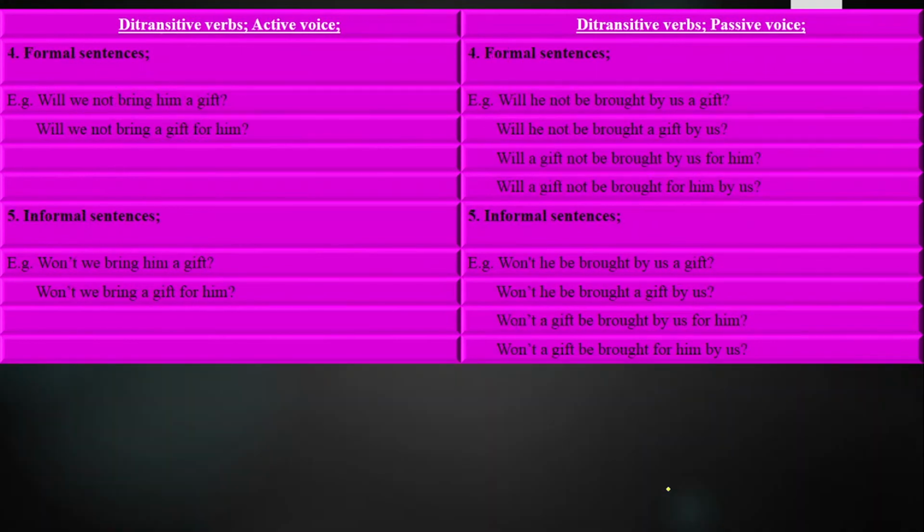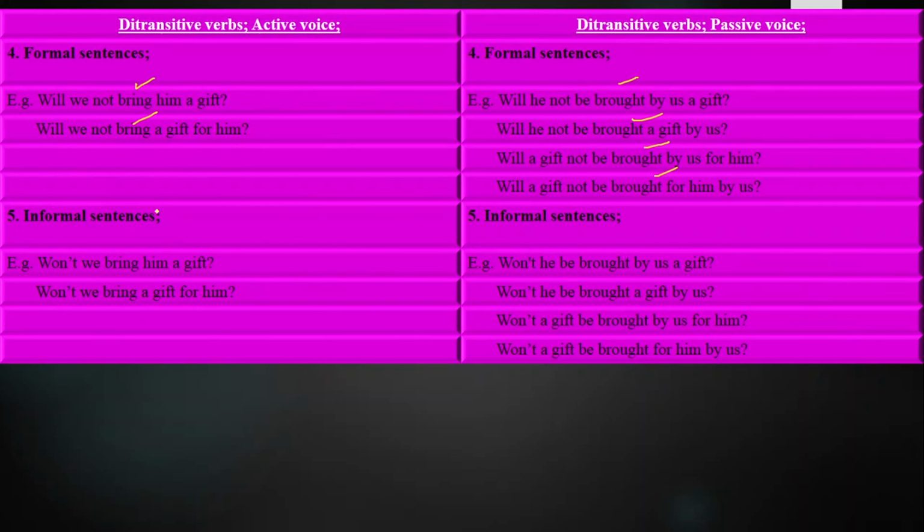Next we have the formal sentences. Those sentences in which we ask questions, deny the statement, and we ask them in a formal way. Will we not bring him a gift, will we not bring a gift for him, will he not be brought by us a gift, will he not be brought a gift by us, will a gift not be brought by us for him, will a gift not be brought for him by us.